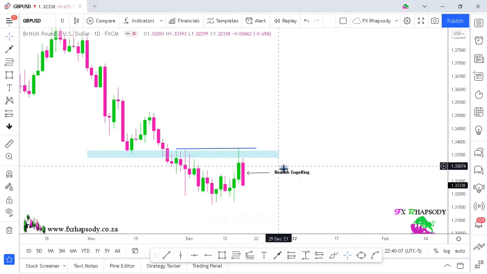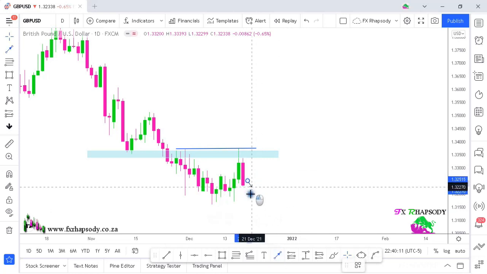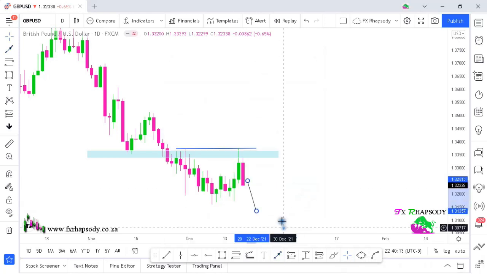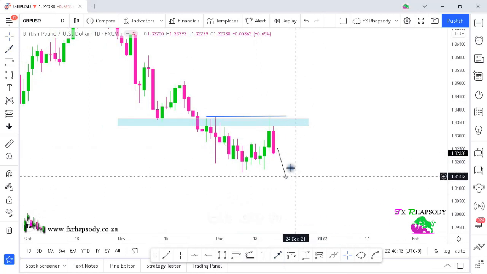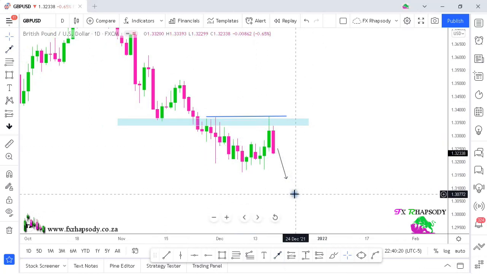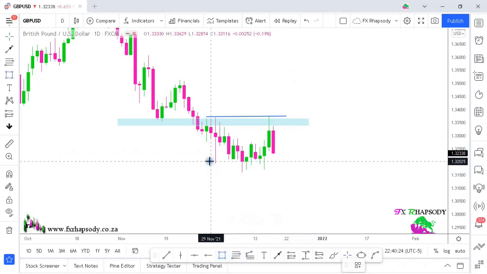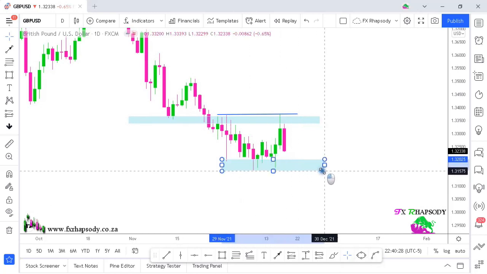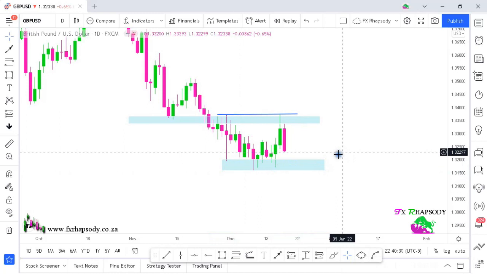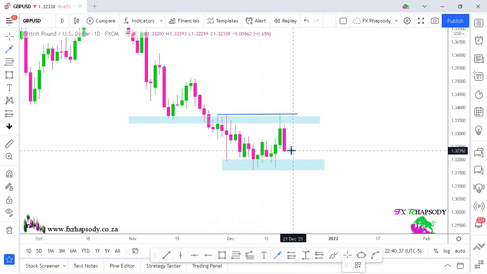Now with a bearish engulfing candle, we can expect some continuation to the downside. Don't know why my mouse is doing that. Sorry, continuation to the downside. So we can expect price to go down again. But another area of interest is going to be this support area, where that swing was. So it all depends on what price does for the beginning of this week.